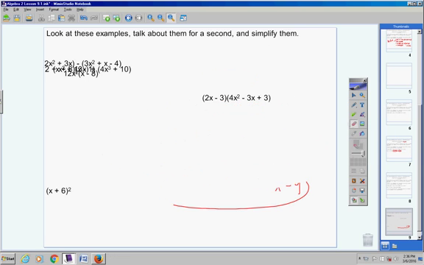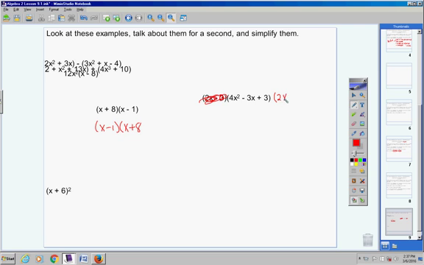Now I want you to know that when you're multiplying two parentheses together, like this last problem, it is totally okay to swap them. You'll get the exact same answer. Same thing with this. You are more than welcome to put this parentheses first. You would just take the 4x squared and multiply it through. Then take the negative 3x and multiply it through. Then take the positive 3 and multiply it through. You'll get the exact same answer. It does not matter what order they are in. Okay? Alright, last problem. We're finally finished.